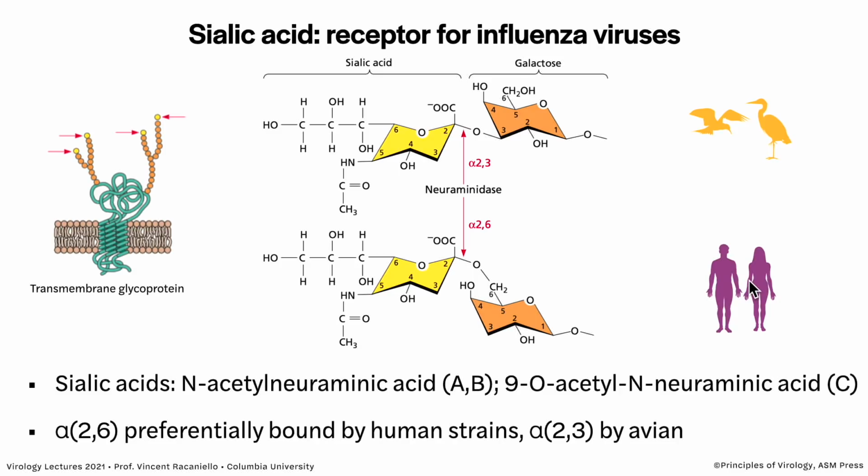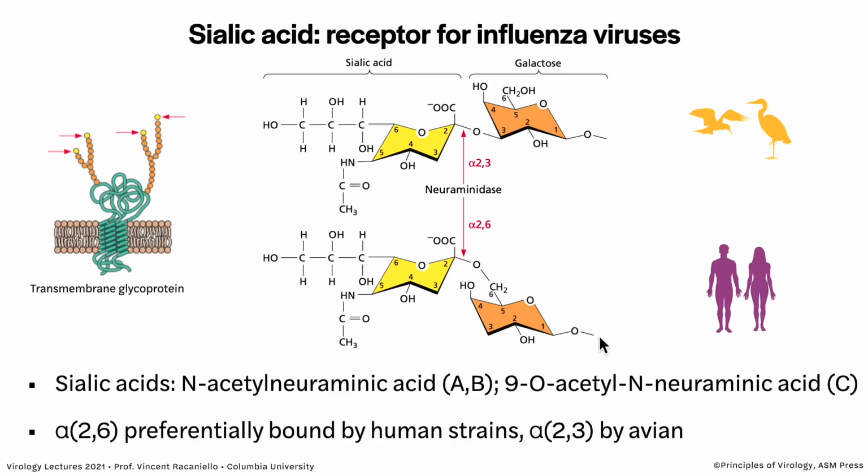Humans, on the other hand, in our upper tract, in our nose and nasopharynx, we don't have alpha-2,3. We have alpha-2,6, which is down here. And that's simply sialic acid linked to the second sugar by an alpha-2,6 linkage. So human influenza virus strains preferentially bind alpha-2,6.